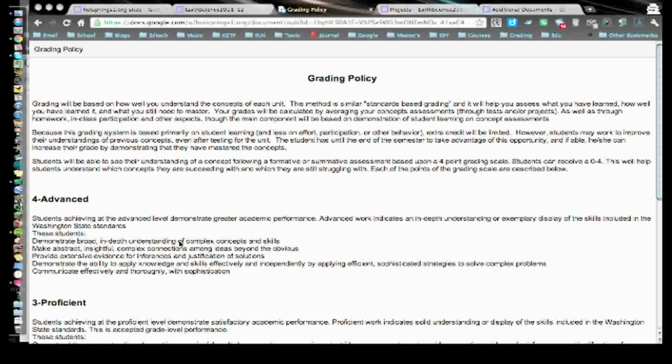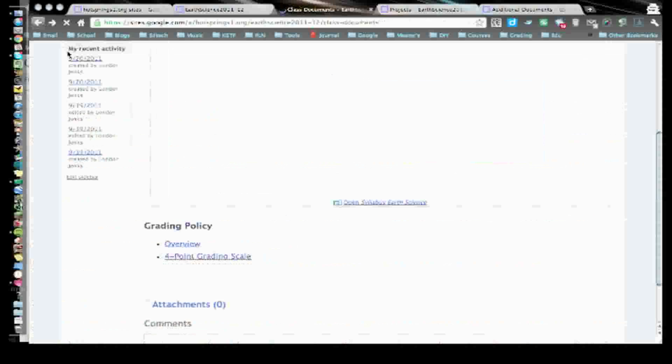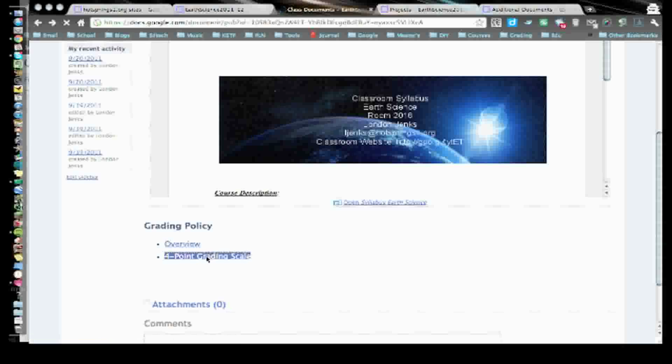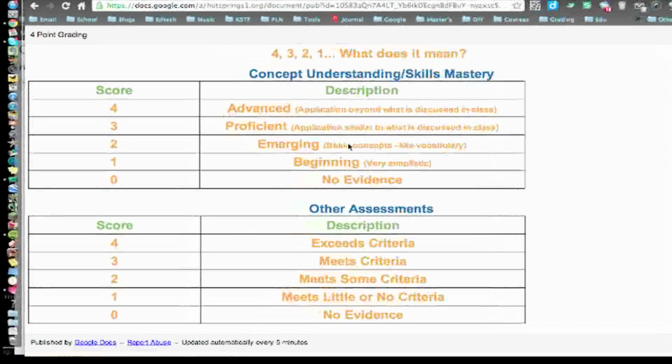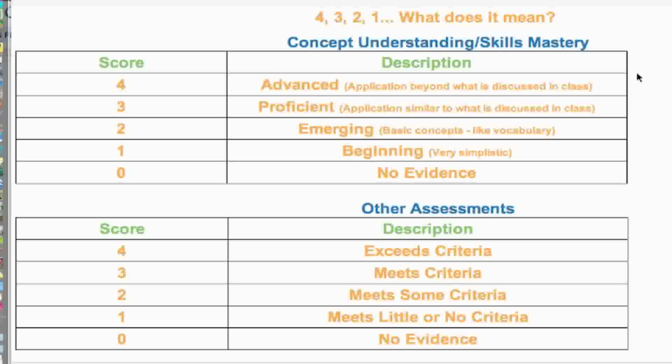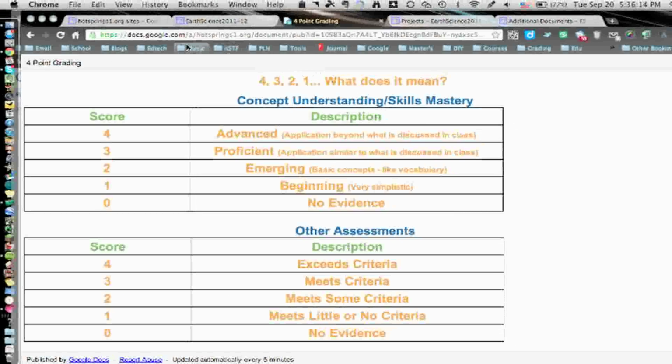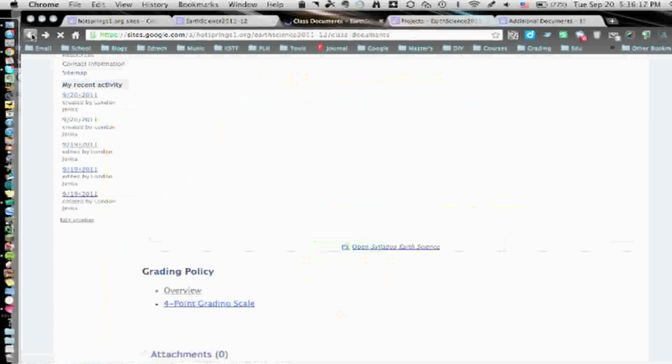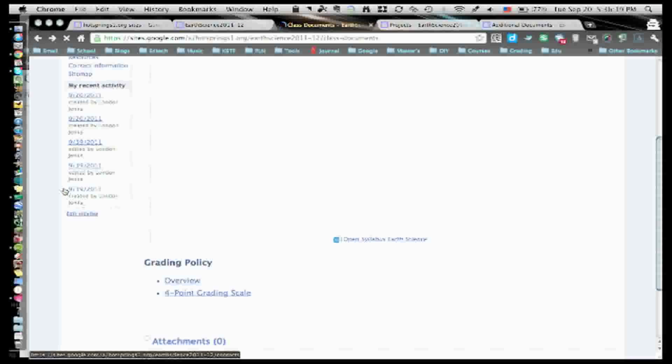So this is available on the classroom website, and I'd like to show you the summary, a basic overview of what this looks like. So here it is again. If they do nothing, they receive a 0. That's only if I'm missing an assignment, basically. It's difficult to get a beginning score. Emerging is when they understand the basic vocabulary. Proficient is when they're able to apply the concepts similar to what is discussed in class, and advanced is when they're able to go beyond what is discussed in class, in a new situation, and continue to use those concepts. So I'm going to go back to the rest of the website.